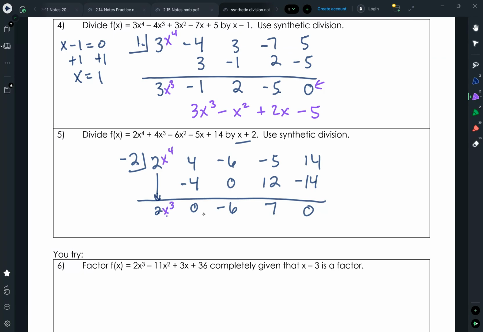And since I started again with 4th power, I'm now down to 3rd power. So it's going to be 3rd power, squared, x, constant, remainder. So let's go ahead and write it out. 2x cubed. I don't have any x squared, so minus 6x plus 7.